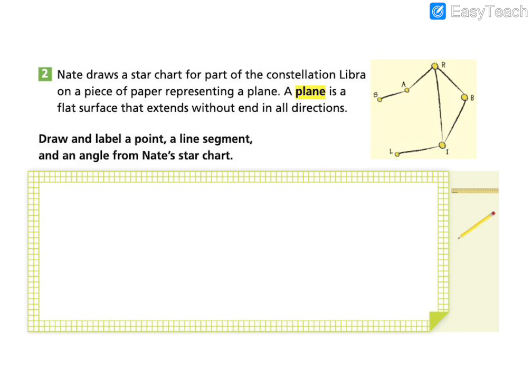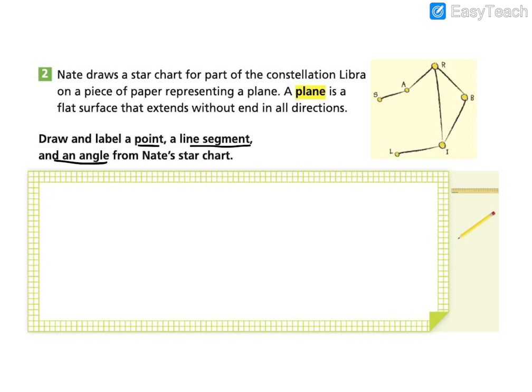Okay, let's take a look at number 2. Nate draws a star chart for part of the constellation Libra on a piece of paper representing the plane. A plane is a flat surface that extends without end in all directions. Draw and label a point, a line segment, and an angle from Nate's star chart.